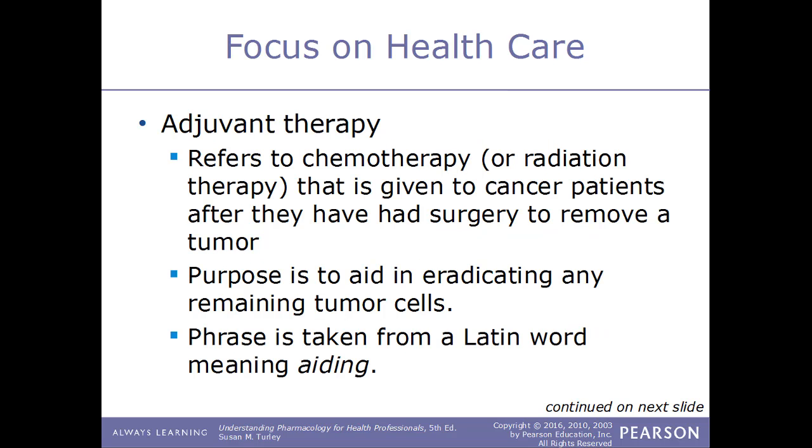The term that we'll go over here: adjuvant therapy. This refers to chemotherapy or radiation therapy that's given to a cancer patient after they've had surgery to remove a tumor. The whole purpose of adjuvant therapy is to help in eradicating any remaining tumor cells. The word is actually taken from a Latin word meaning aiding.